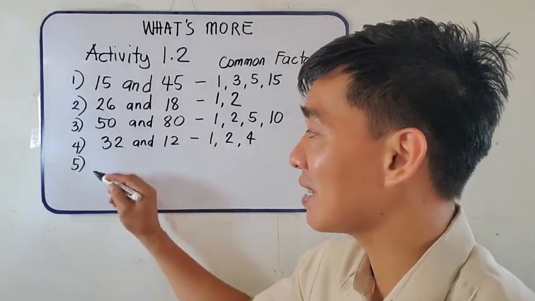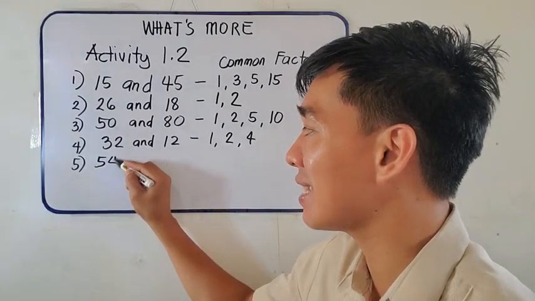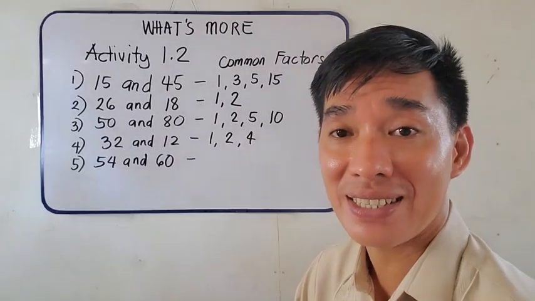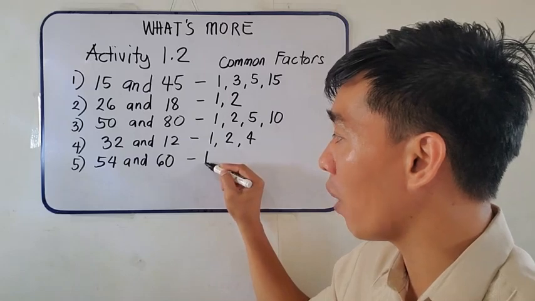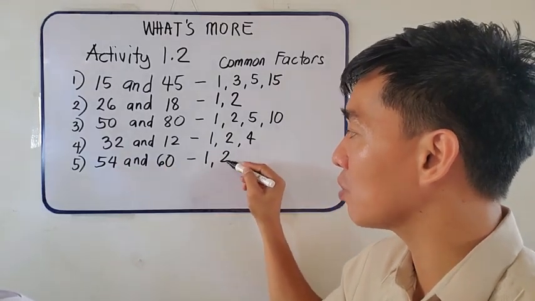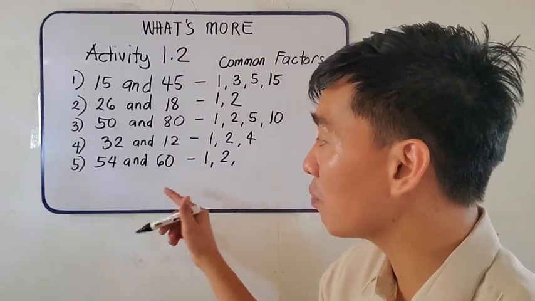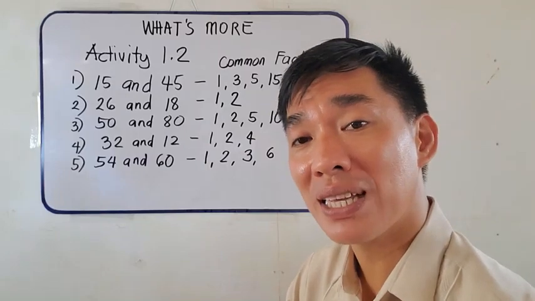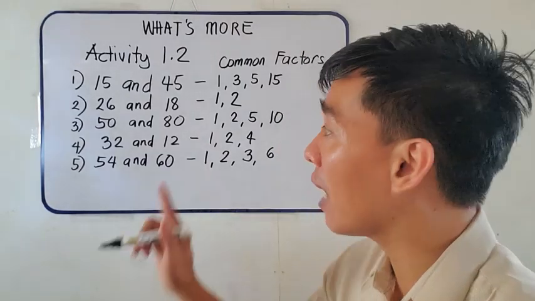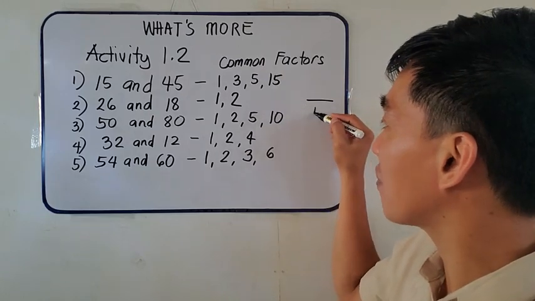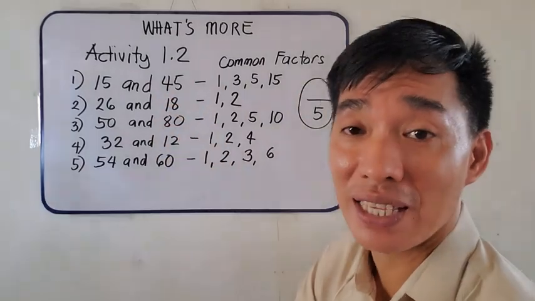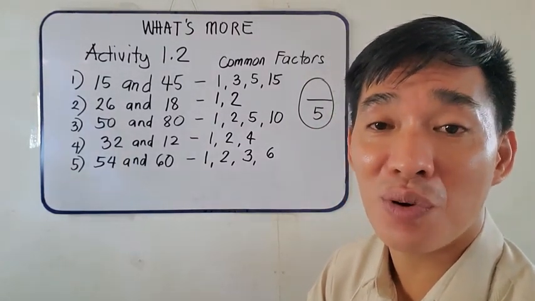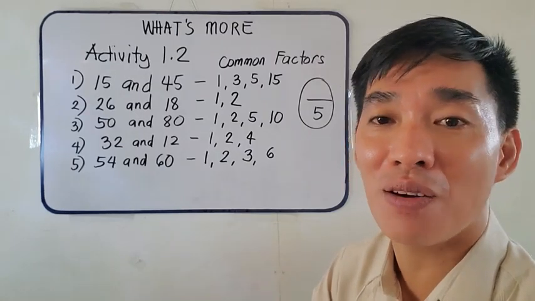Let's continue with the last number, which is 54 and 60. What are the common factors for 54 and 60? Both numbers are divisible by 1, both numbers are even so divisible by 2, and also these two numbers are divisible by 3 and by 6. So those are the complete answers for your activity 1.2. Now, the perfect score for this is 5, including the example that I gave you. That's already a bonus. So this time, count your score and record your score at the upper right portion of your notebook.